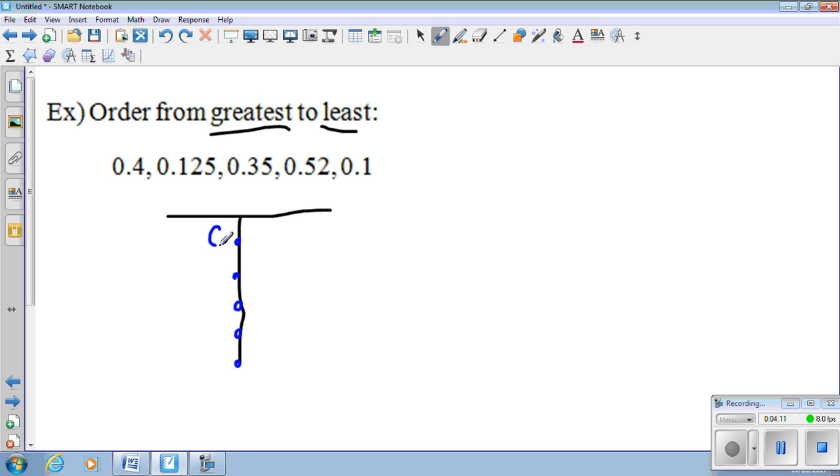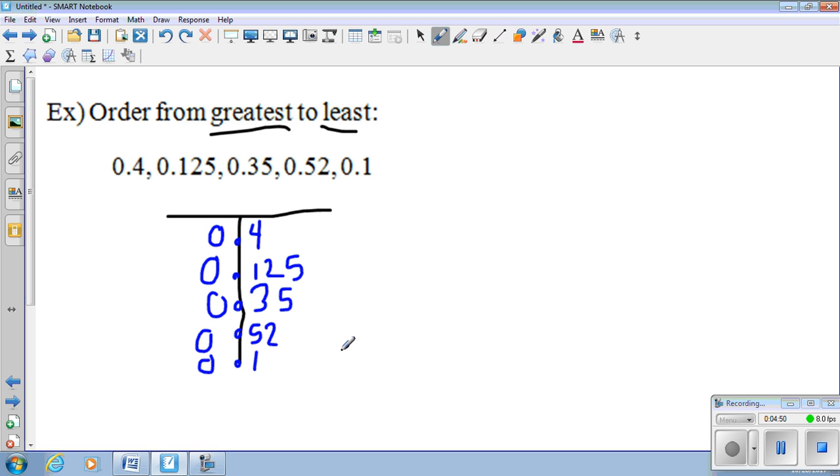So I have 0.4, and I have 0.125, and 0.35, and I have 0.52, and 0.1. Now our second step says make sure all my decimals have the same place value.